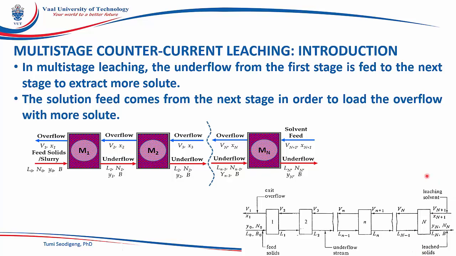The final stage is also shown here, just showing that if you have n stages, the solvent feed will be numbered n plus 1. So if you have 50 stages, the solvent feed will be numbered V51. The stages are numbered in the direction of the flow of the solids, that is in the direction of the underflow stream. So the stages are numbered from left to right.